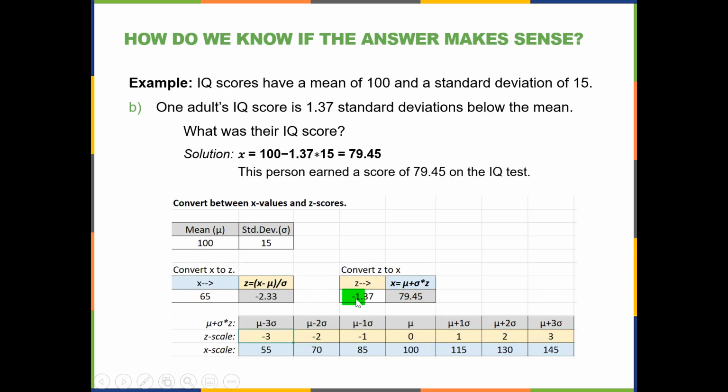So taking my z-score of negative 1.37, using the formula of the mean plus the standard deviation times the z-score, negative 1.37 lies on the z-scale in between negative 1 and negative 2. And the answer we got lies between 70 and 85. 85 is 1 standard deviation below the mean, and 70 is 2 standard deviations below the mean. So it makes sense that my IQ score lines up here.